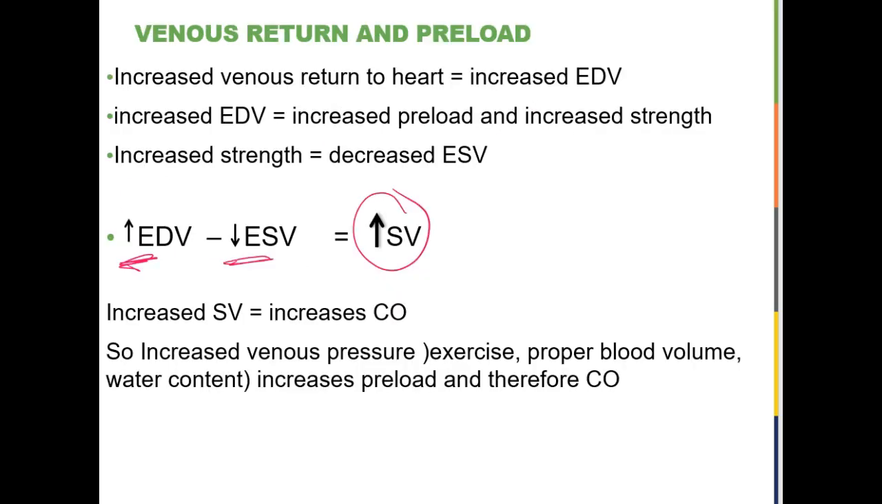Right. Same thing with this slide, which I skipped. Right. Increased venous return, right, increases EDV, decreases ESV, which increases stroke volume. And if you increase stroke volume, you increase cardiac output. So when we're talking about these factors, you want to explain this equation here in some detail, and then make sure to reference how that change in stroke volume is going to affect cardiac output.